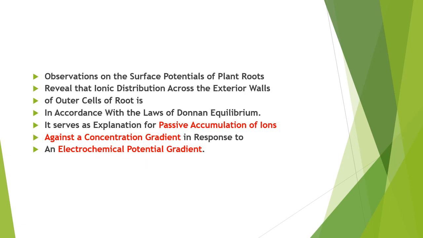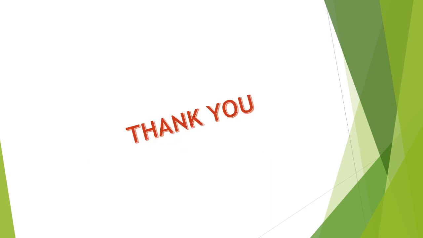With this, we have seen the different mechanisms of passive absorption. In case of plants, we have seen simple diffusion. We have seen how facilitated diffusion takes place in plants, how the ion exchange mechanism operates in plants, and how Donnan equilibrium also explains the passive mechanism of mineral absorption in plants. I hope this video will help you to understand the passive modes of mineral uptake by plants.